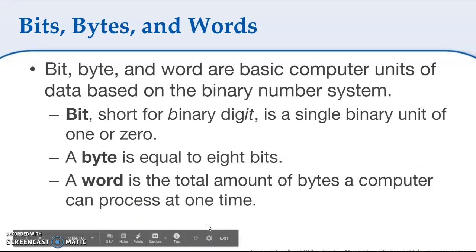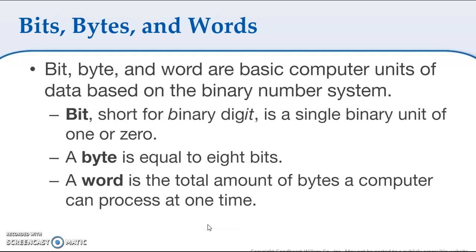Bits, bytes, and words. Now, when it comes to different amounts of data, different amounts of data are allocated in these different terms. So bit, byte, and word are basic computer units of data, which is based on the binary number system. A bit, short for binary digit, is a single binary unit of 1 or 0. A byte is 8 bits, and a word is the total amount of bytes a computer can process at one time.